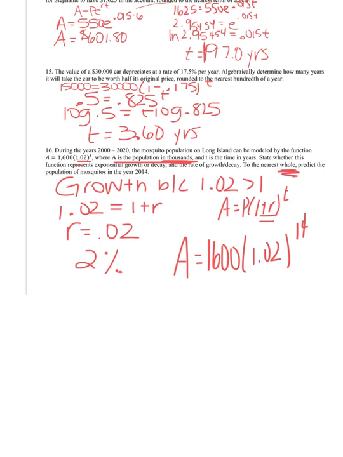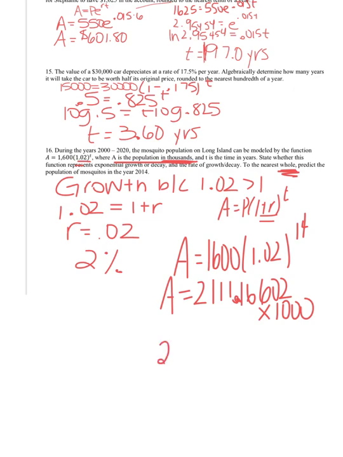So when you plug this into your calculator, you get 2,111.16602. You take that number and you multiply it by 1,000, because your equation is in thousands. So you actually get 2,111.162 and so on thousand. So you multiply by 1,000 and round to the nearest whole, you get 2,111,166 mosquitoes as your answer.